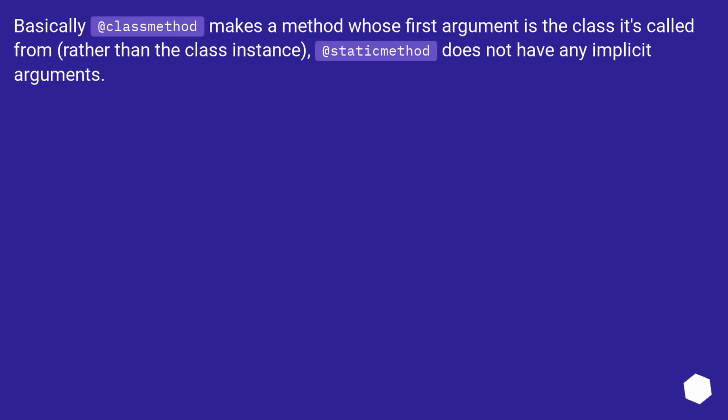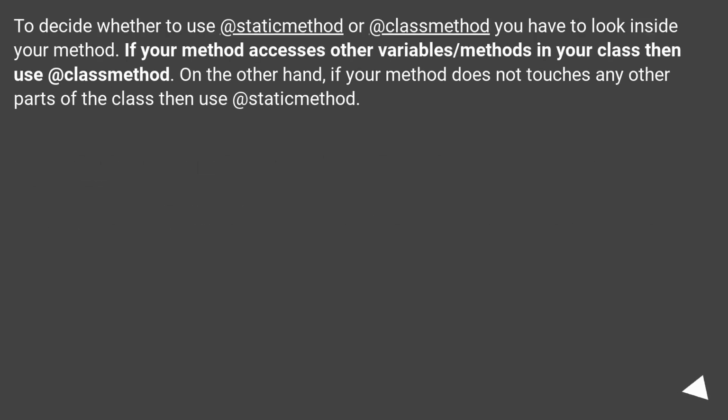Basically, a class method makes a method whose first argument is the class it's called from, rather than the class instance. A static method does not have any implicit arguments. To decide whether to use a static method or a class method, you have to look inside your method. If your method accesses other variables or methods in your class, then use a class method. On the other hand, if your method does not touch any other parts of the class, then use a static method.